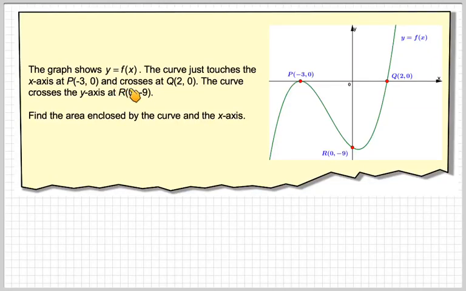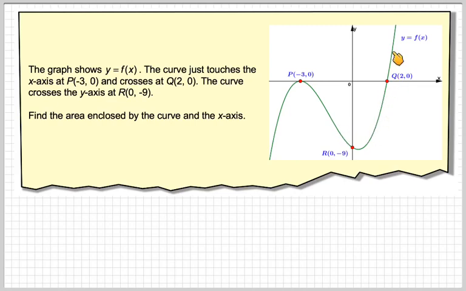The graph shows y is equal to f of x. The graph just touches the x-axis at (-3, 0) and crosses at (q, 0). The curve crosses the y-axis at (r, 0, -9). Find the area enclosed by the curve and the x-axis. So the area that we have to actually find is this area here.